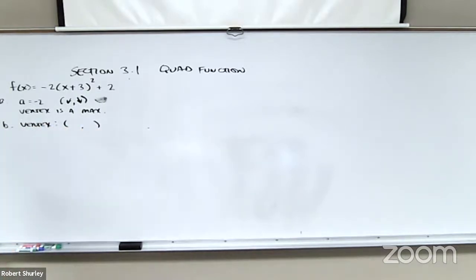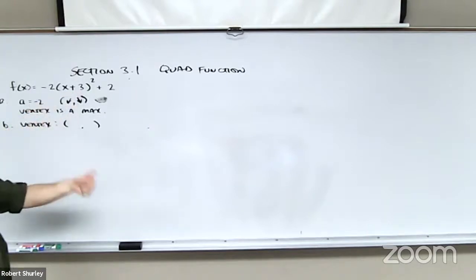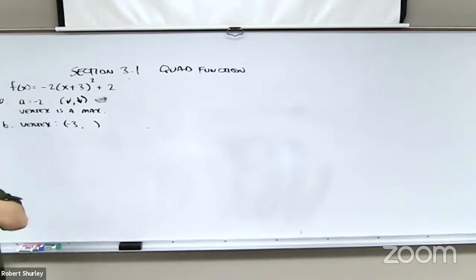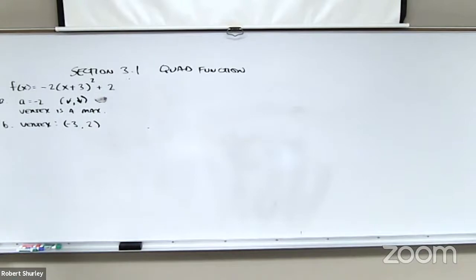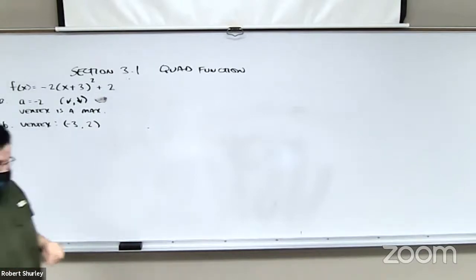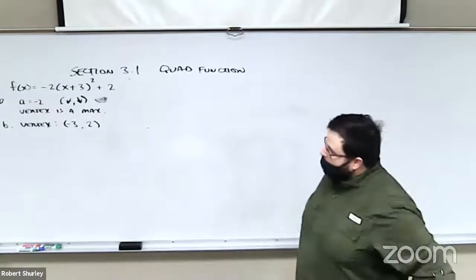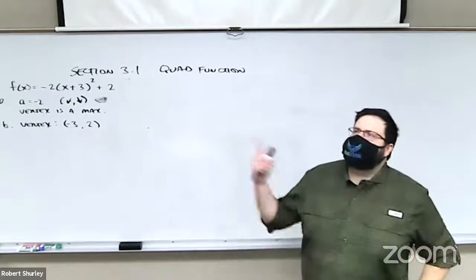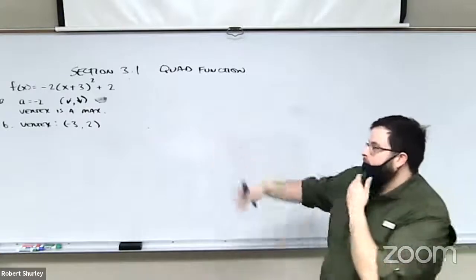So the vertex for this one, now look, this is a little different. We've got a +3 here. And remember, it's the opposite. Remember, if we add 3 inside, it goes to the left 3. So it's going to be the opposite for the x, but it's going to be the same for the y. So -3, +2 for this one, okay? So -3, because it's really the opposite on the inside, and +2 on the outside. Okay. So we know what it kind of looks like in general. We know it's going to be frowning, and the vertex is a max. We know where the vertex is.